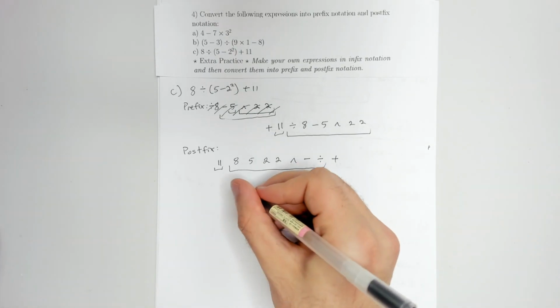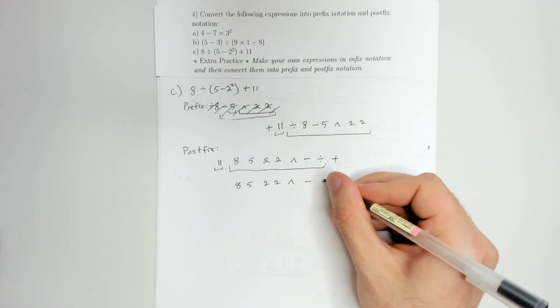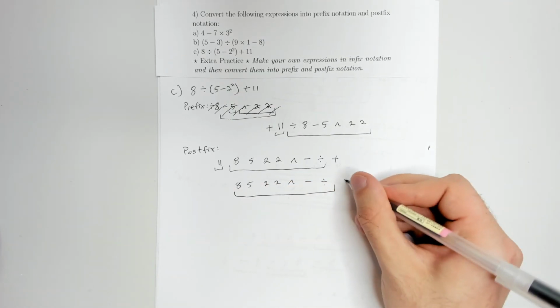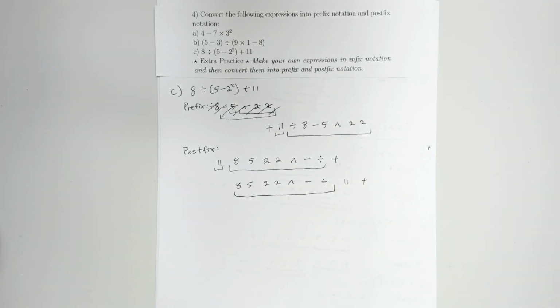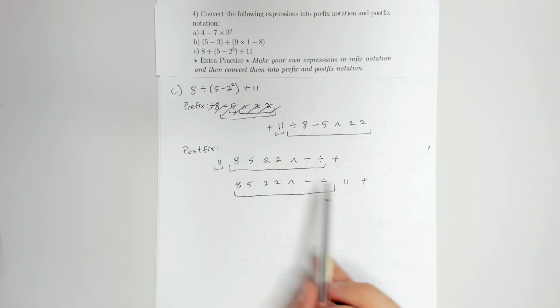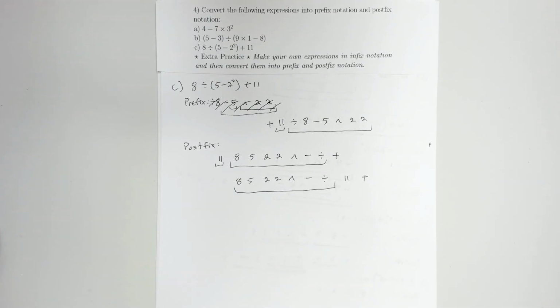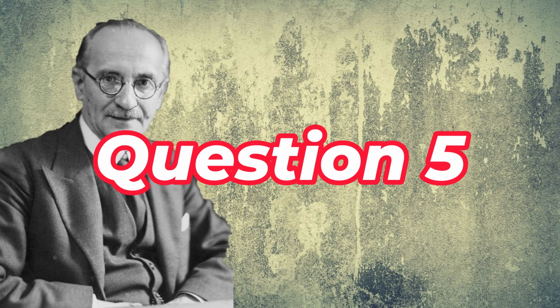Or if we wanted, we could have written the result that we had from before, put the 11 afterwards, and then put the addition, and that would do the same thing. It's just taking this result and adding the 11 to it. And you might like this one a little bit more because then these numbers appear in the same order as they do in the original infix notation, but both work. And for extra practice, make up your own expressions in infix notation and then practice converting them into both prefix and postfix notation. Question 5.